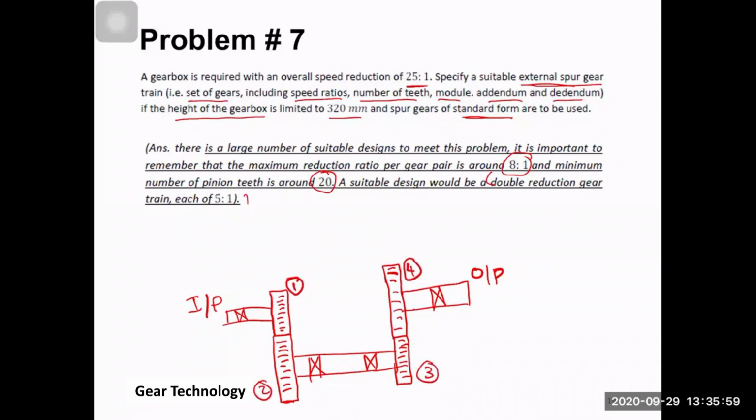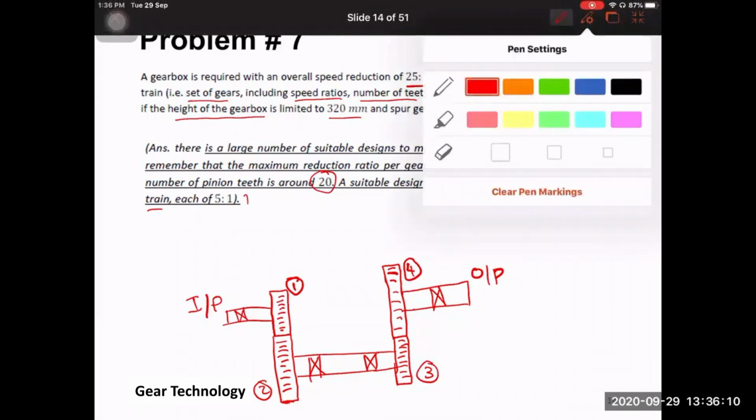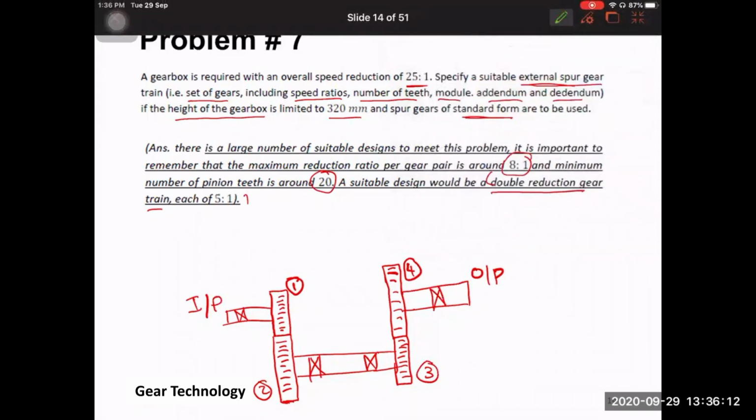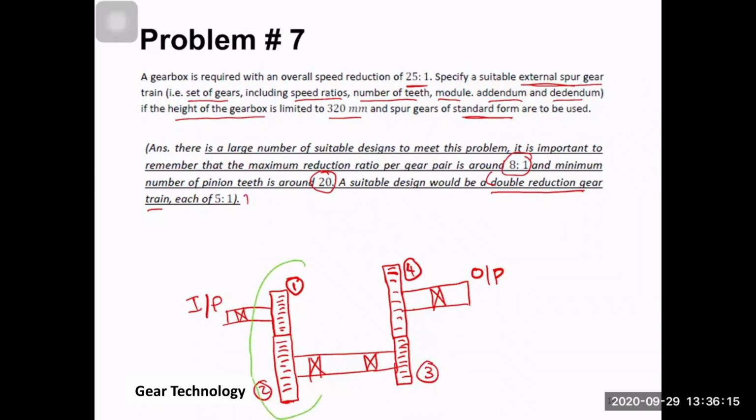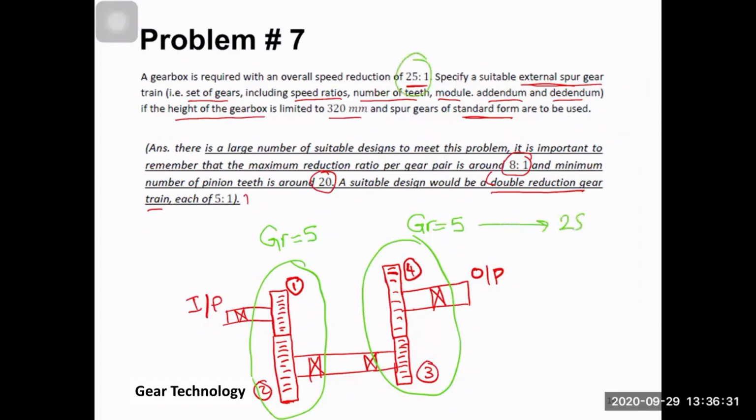So you have gear number 1, gear number 2, gear number 3, gear number 4. What you see on the screen here, guys, is called a double reduction gear train. Why? Because you have 2 stages here. You have one stage here, and you have another stage here. So you have 2 stages, or double reduction gear. The gear ratio for this part can be assumed as 5, and the gear ratio for this part can be assumed as 5. When you multiply these 2 together, they give you 25, which is what is in here.